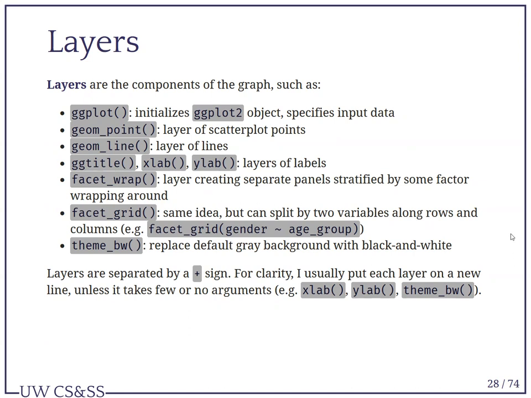And then you can also set specific pre-made themes like theme black white, which replaces that default ugly gray background that I showed you earlier. Layers are all separated by a plus sign. For clarity, I usually put each layer on a new line unless it takes few or no arguments. So things like the X label and Y label, I tend to put on the same line. But when things are very different, like whether or not I want a scatter plot and what colors are going to be assigned where, I tend to put them on separate lines.